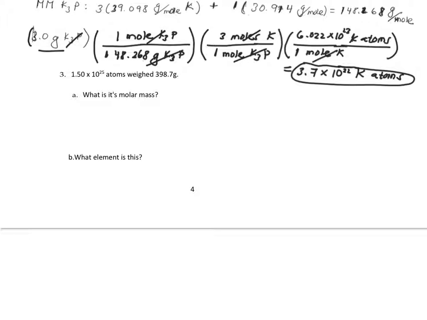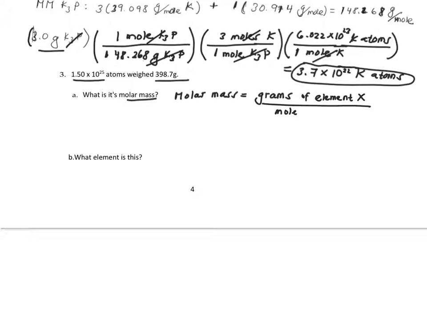In the last problem for this page, we have 1.50 times 10 to the 25th atoms that weighs 398.7 grams. And we want to determine what the molar mass is. Remember that molar mass is equal to grams of element X over the moles of element X.